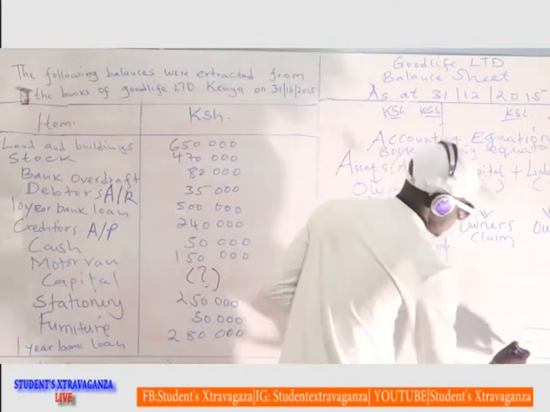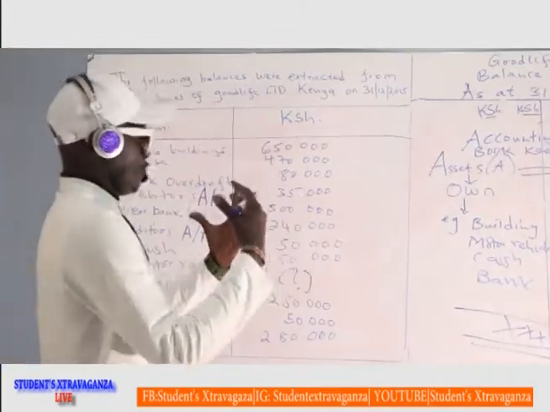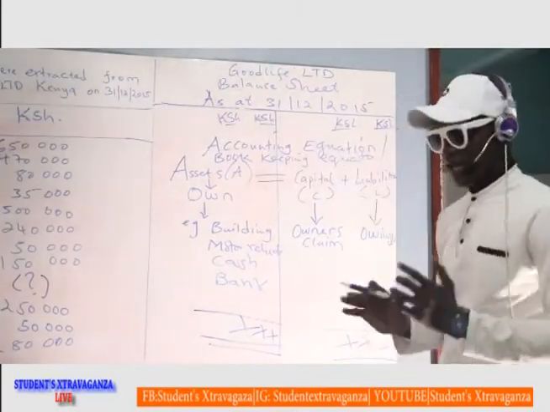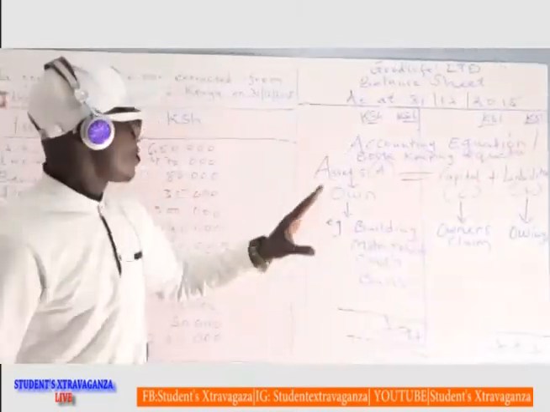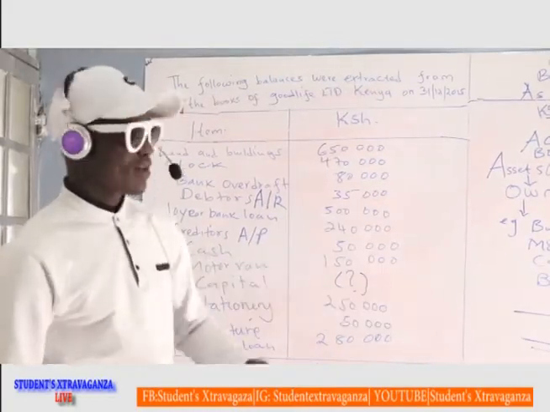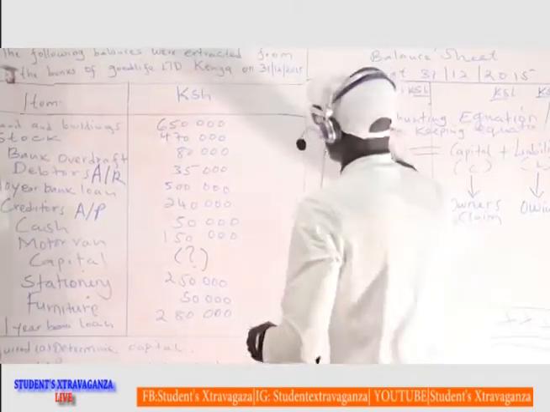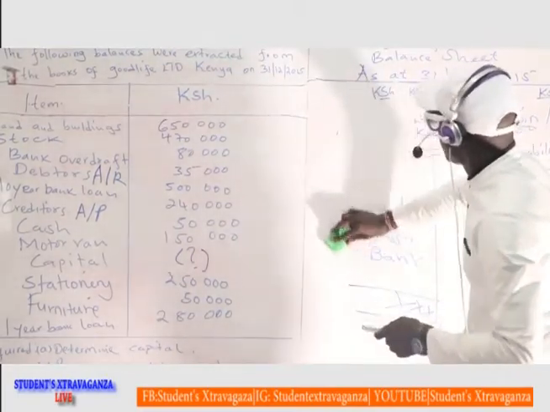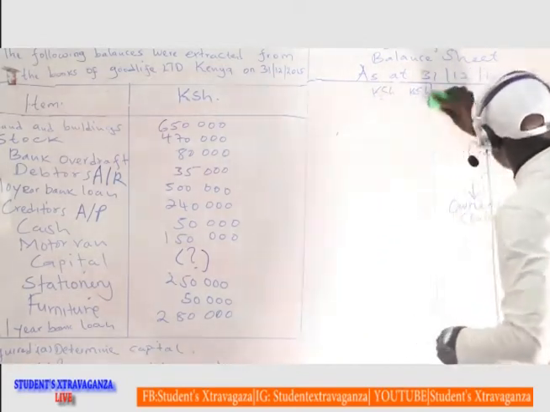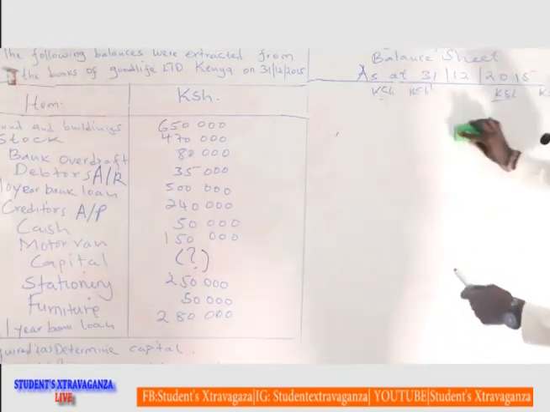It must balance. It must balance for it to be in conformity with the accounting equation, because the accounting equation or the bookkeeping equation requires it to balance both sides. So let us prepare our Good Life Limited balance sheet after the knowledge that we've acquired, the bookkeeping equation.